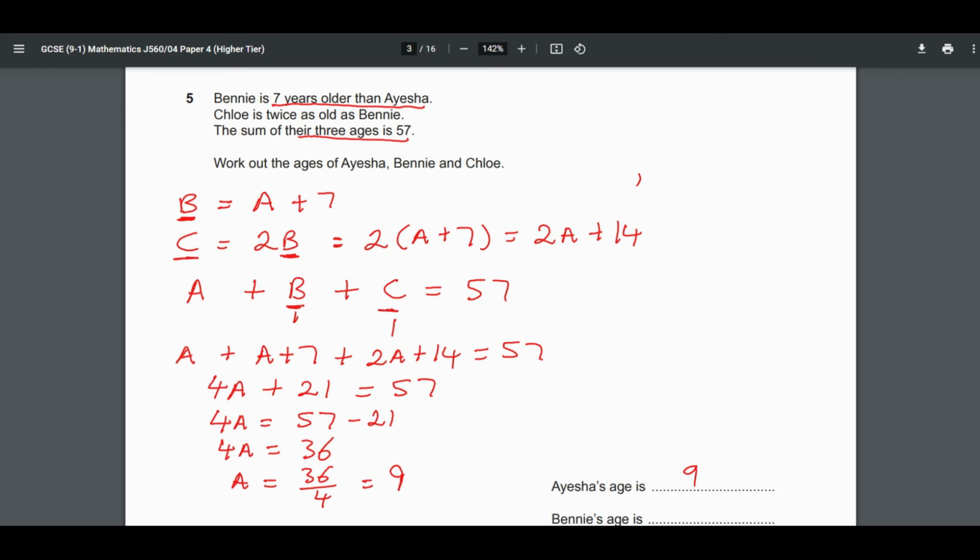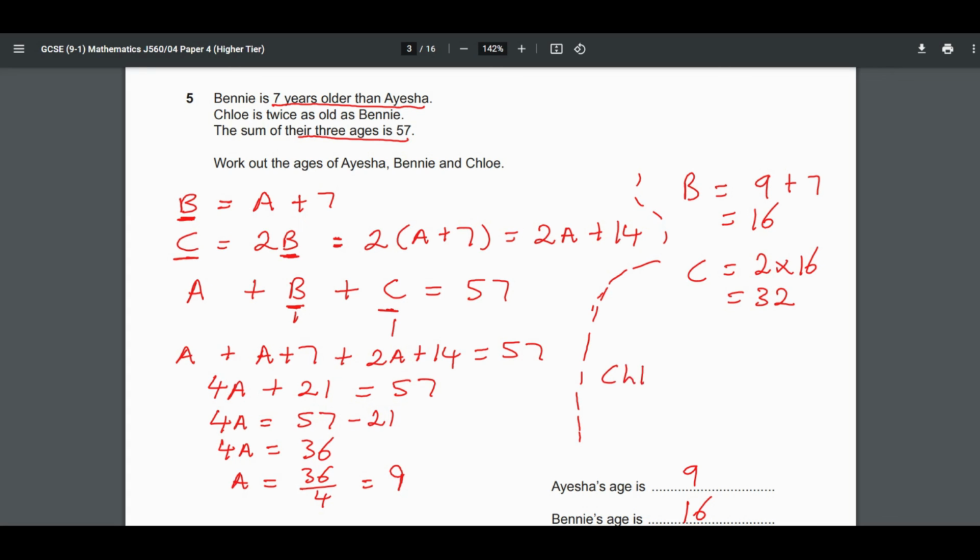Okay, and then utilizing that information, we can get Benny's age. So Benny will be Aisha's age, 9 plus 7, which is 16. And Chloe will be 2 times Benny, so 2 times 16, which is 32. So Benny will be 16, and I know you can't see it here, but Chloe will equal 32 years old.